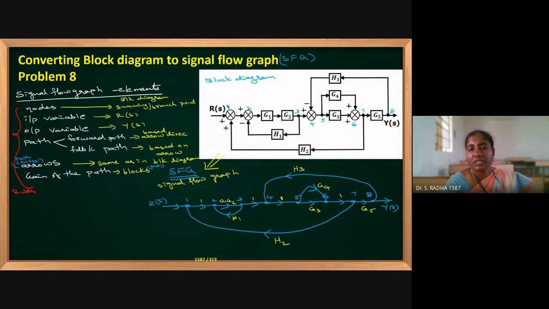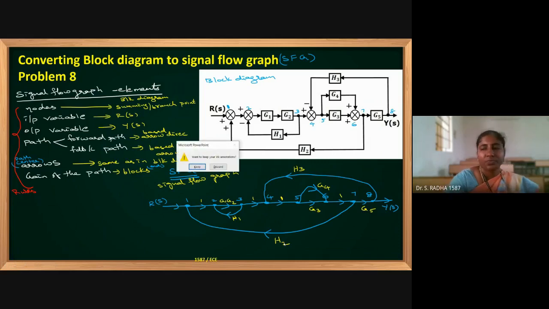G1, G2 I have written, H1 I have written, G3, G4 I have written, H3 I have written, G5, H2. Okay, this is called signal flow graph. We have two more problems. We will continue in the next class.